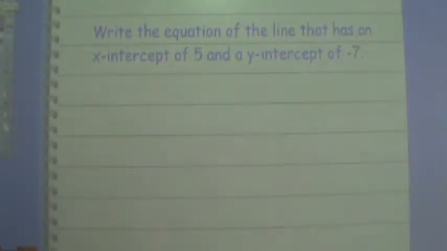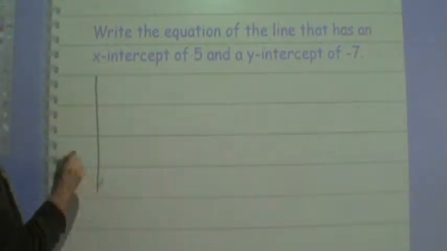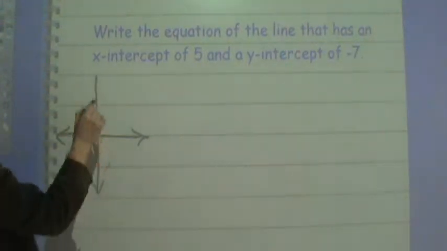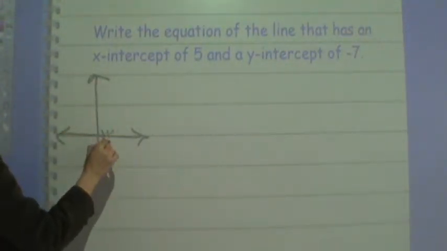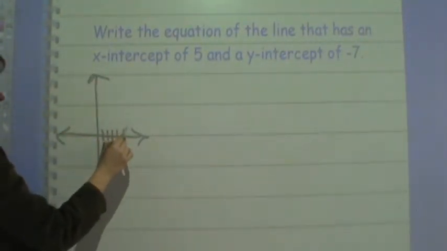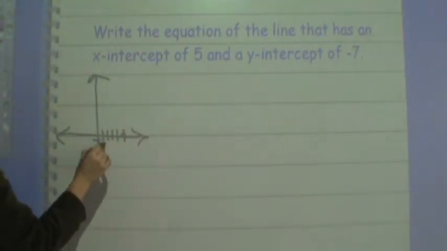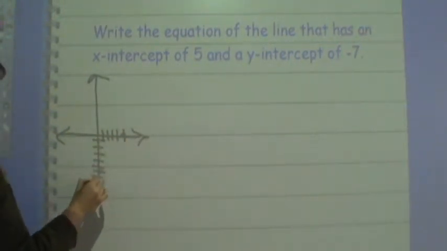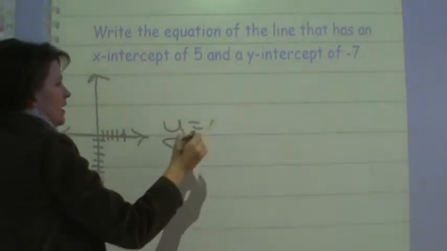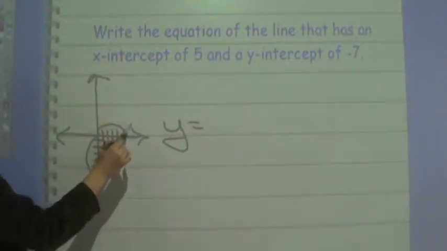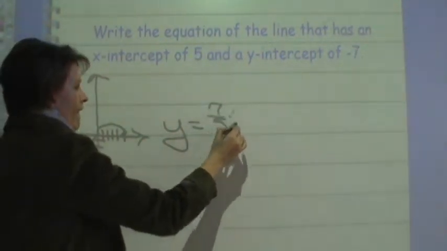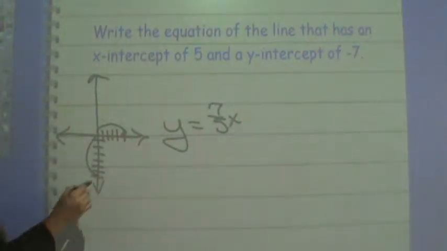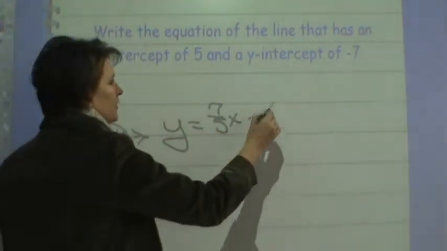Write an equation of the line that has an x-intercept of 5 and a y-intercept of -7. Okay, we could do this by graphing as well. We have an x-intercept of 5 and a y-intercept of -7. Okay. We need a slope. Well, that's up 7 over 5. And we need a y-intercept. Well, that's right here at -7.